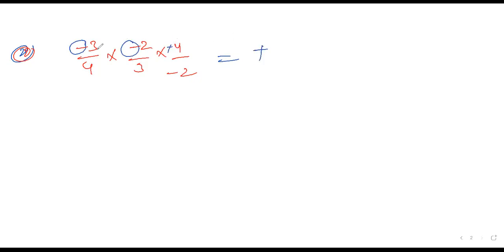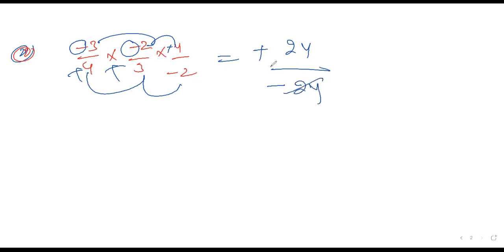Now let us take one more example problem for your understanding: minus 3 by 4, minus 2 by 3 and 4 by minus 2. First you multiply the signs. Minus into minus is plus, plus into plus is plus. 3 2s are 6, 6 4s are 24, so plus 24. Then plus into plus is plus, plus into minus is minus. 4 3s are 12, 12 2s are 24. The 24 and 24 cancel, giving plus 1 by minus 1. So multiply top and bottom by minus 1: minus 1 by plus 1. The answer is minus 1.